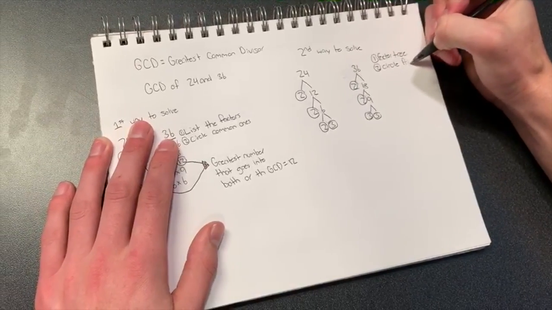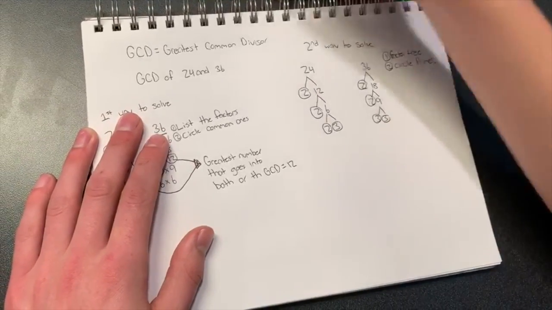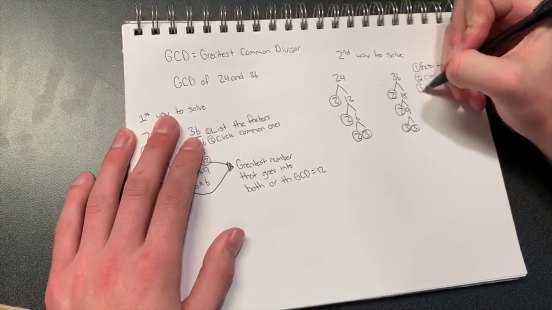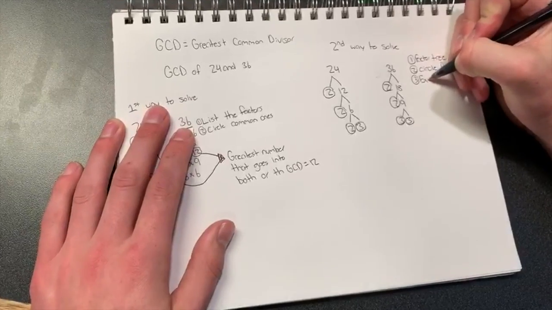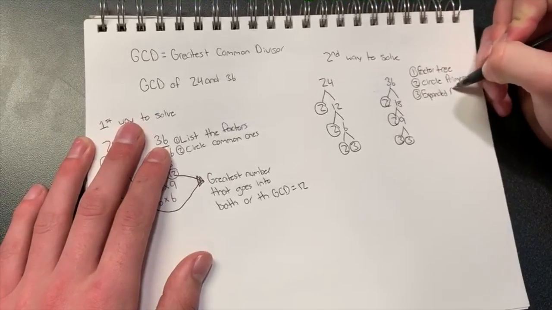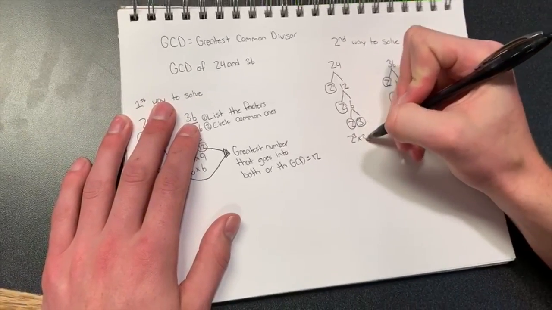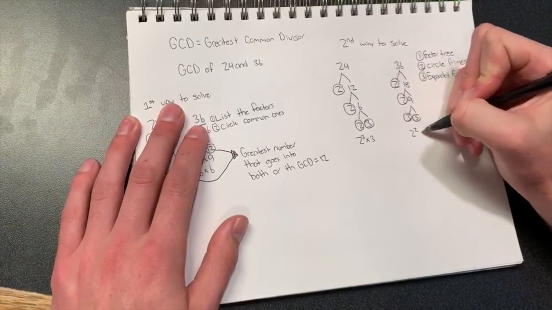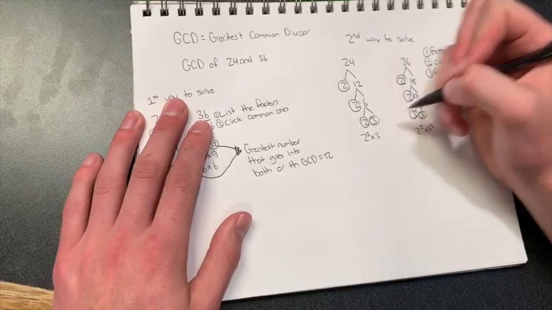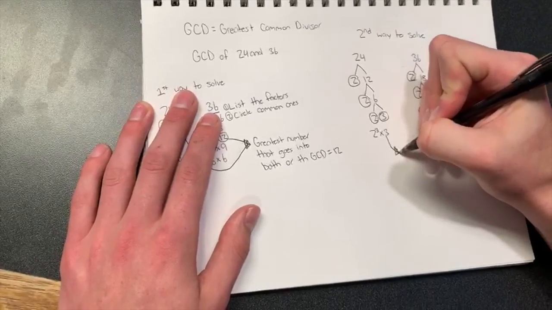So going over the rules again, we are going to start with the factor tree, circle the primes, write it in expanded form, take the lower of the two exponents, and when you put them together, you should get your GCD of 12. So, for example, you would be using 2 to the second times 3 equals 12, your GCD.